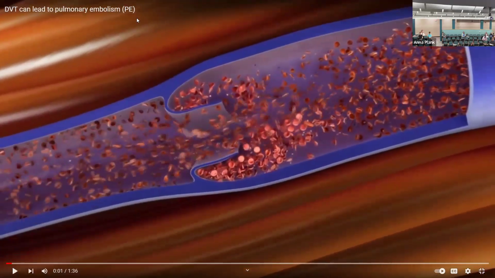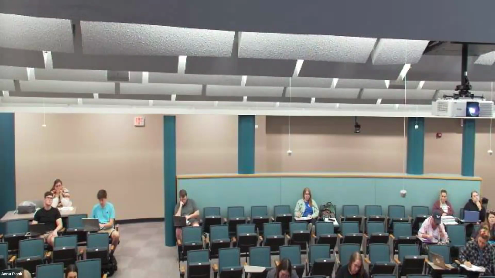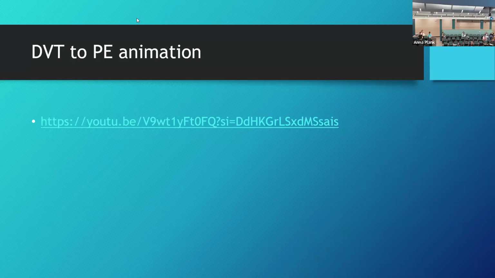So DVTs are very common. PEs are less common, but a DVT can lead to a PE, and that video explains why. Because the vasculature in the leg, right, is bigger, and so as it breaks off, it goes to the right side of the heart, right? And from the right side of the heart, it pumps directly into the lung, and that's where it gets lodged, okay? So that's where the DVT and the lung, and the right side of the heart all kind of go together. Okay, does that make sense?